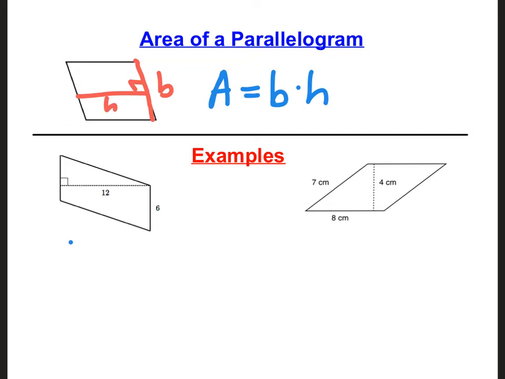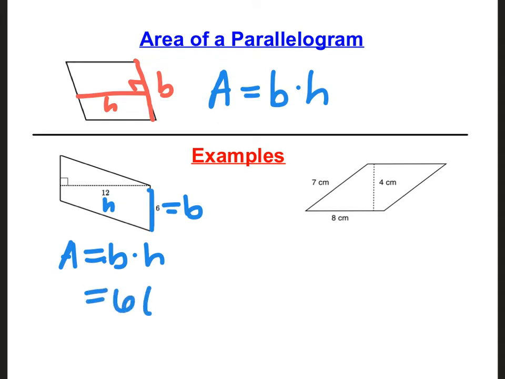Again, for my first one, we're doing area equals base times height. My base is going to be 6, so this one equals B, this line here. My height is going to be 12, so we're going to do 6 times 12. And when I do that, I think that's 72, but I'm going to check because I don't want to give you the wrong answer. Oh, nope, I typed the wrong thing in my calculator. 6 times 12. It is in fact 72.